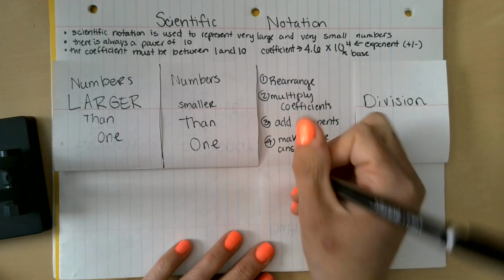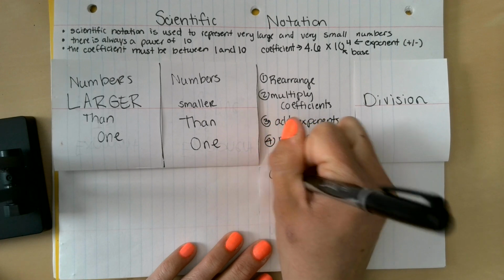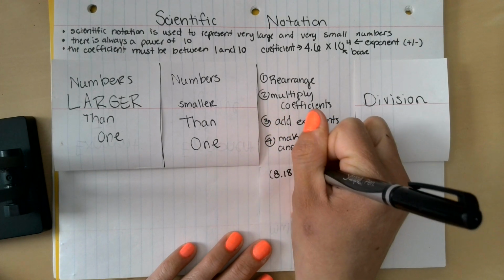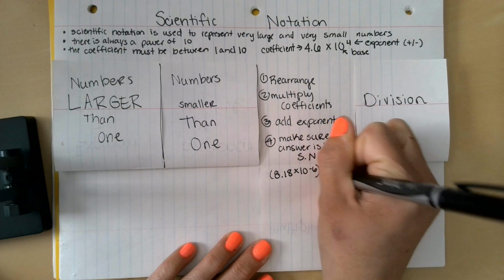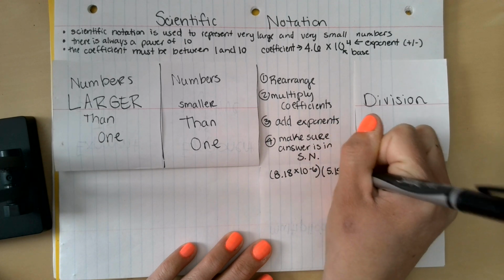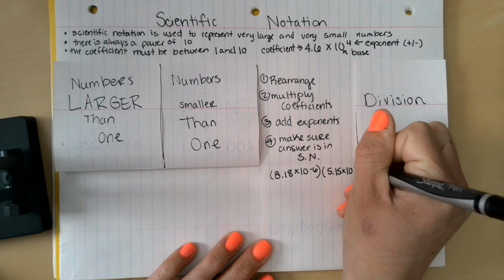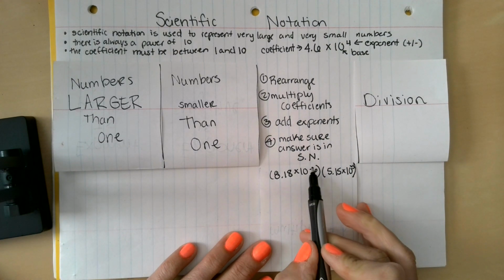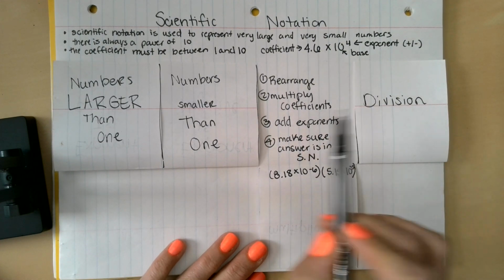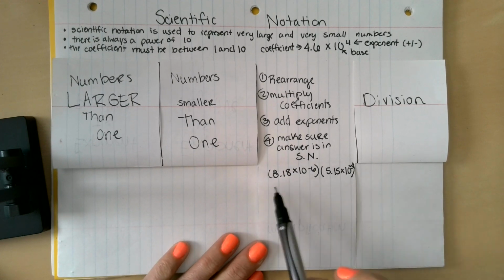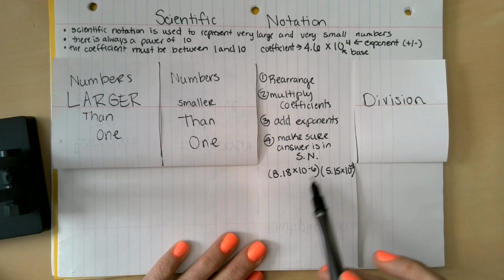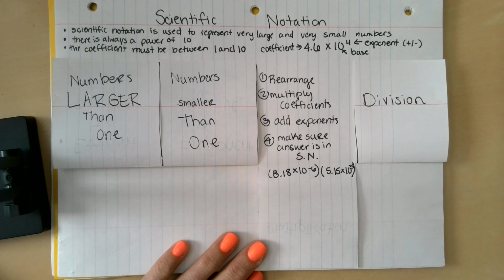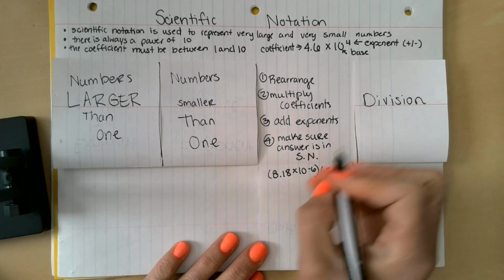So we're going to do 8.18 times 10 to the negative 6 times 5.15 times 10 to the negative 5th. And I'm running out of room here, but that's okay. All right, so notice these are both negative exponents, so we know their number's smaller than 1. These are teeny tiny decimals. We don't want to have to write these out in standard form just to multiply them. So what we're going to do is we're going to rearrange.